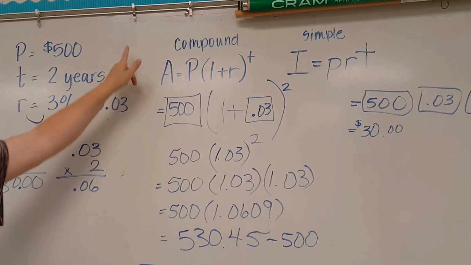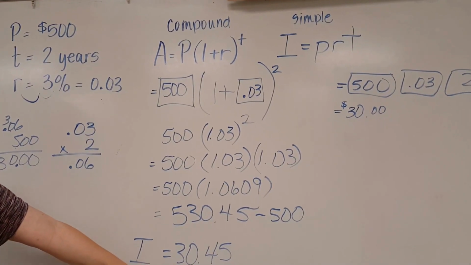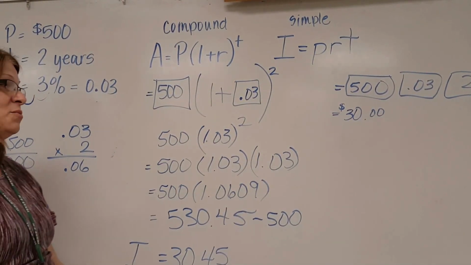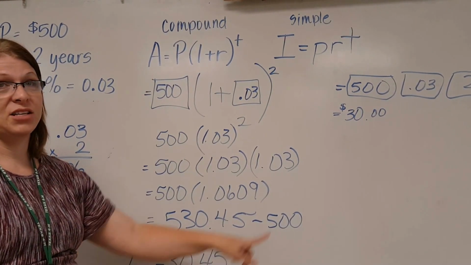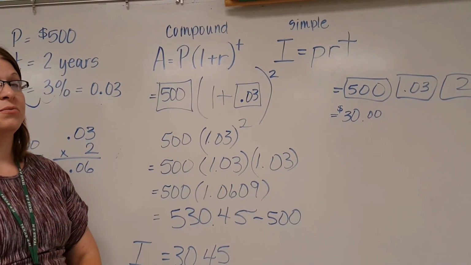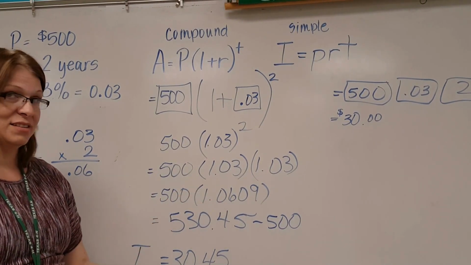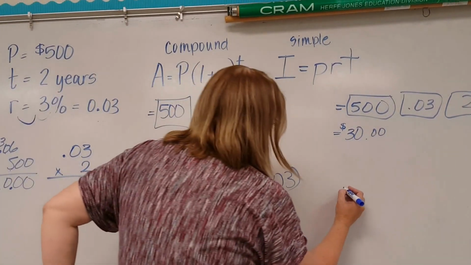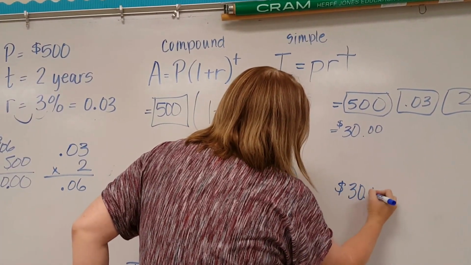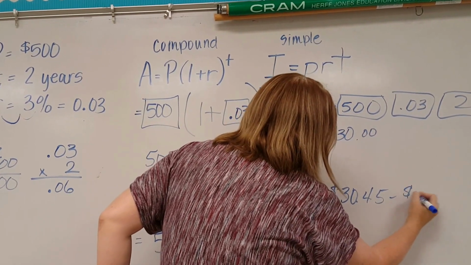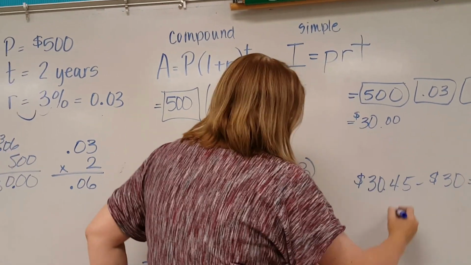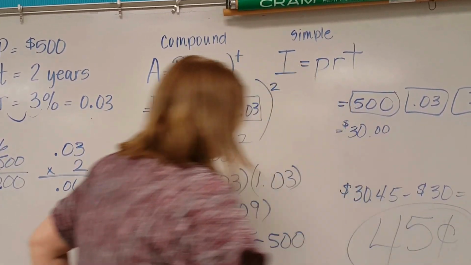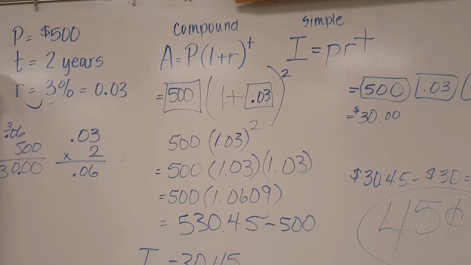Okay? So our compound interest was $30.45. Our simple interest was $30. And the original question was, what's the difference between compound interest and simple interest? So difference means subtract. So we're going to subtract $30.45 minus $30. The difference is a whopping 45 cents. Okay, and that's the answer to number 8.